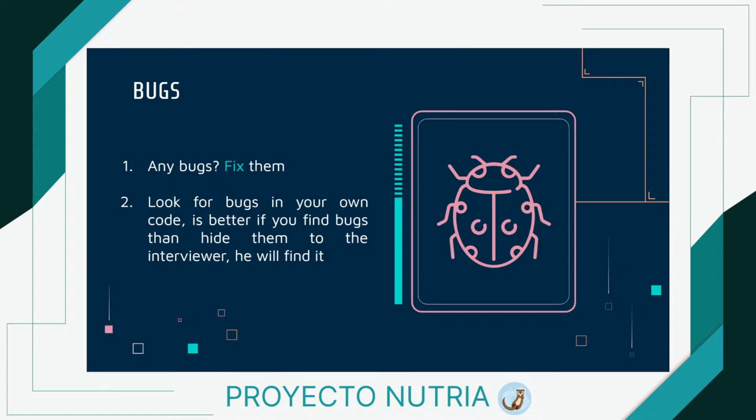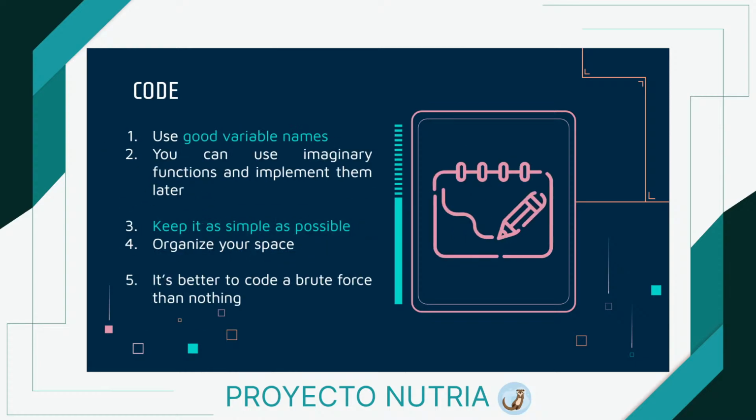Remember the part of the code where you use imaginary functions and implement them later? That also applies for the pre-built functions. I'm a person that has bad memory, especially with specific syntax. When I code, I usually have the C++ reference open. So in my interviews, I say, okay, I don't remember the exact name of this function, but I know that there is a function that does this, and probably the name is this one, but maybe not.